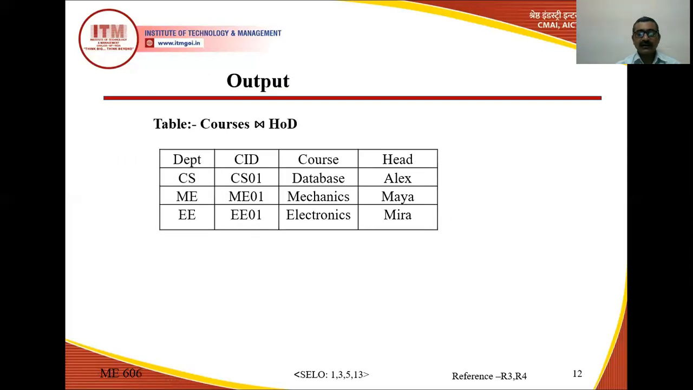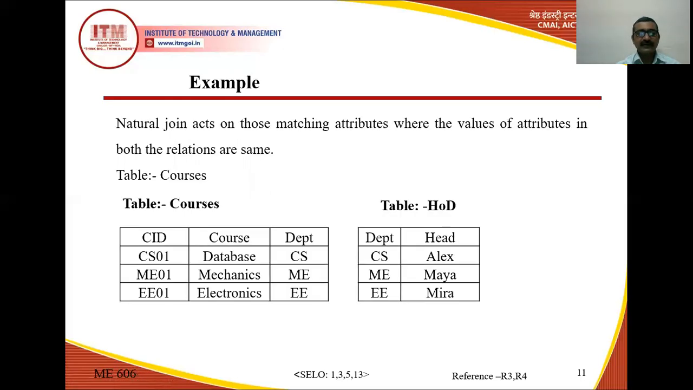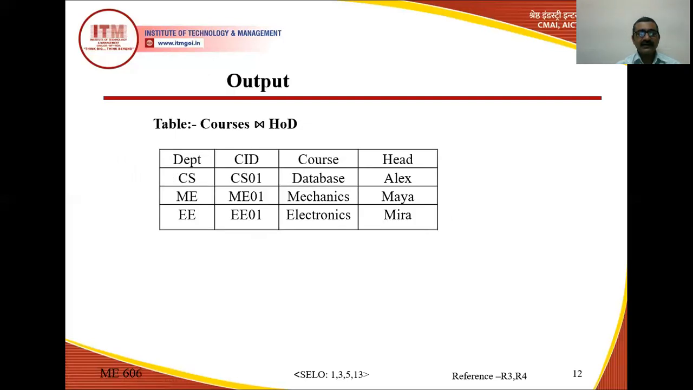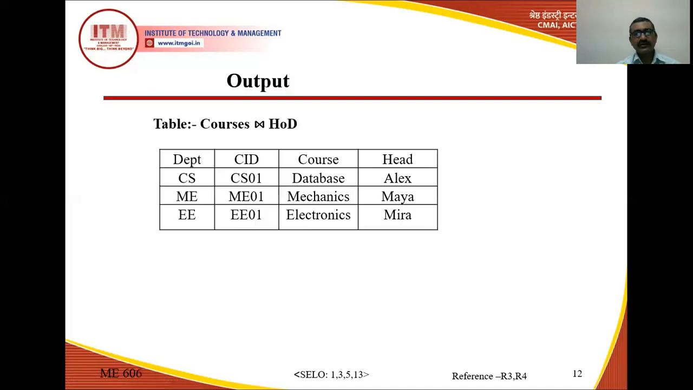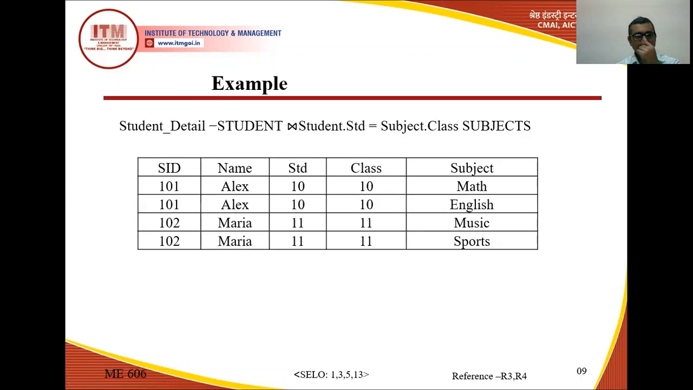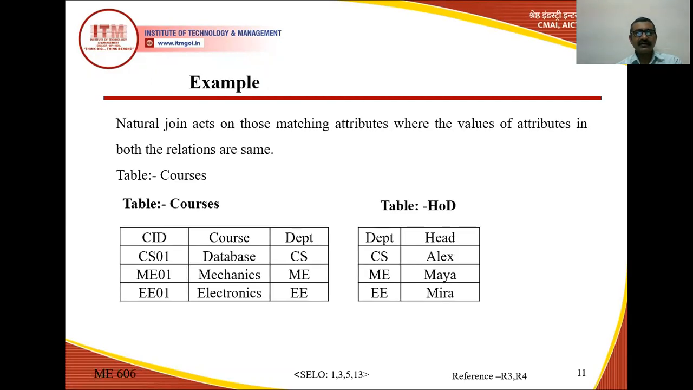So we have to merge two tables, course natural join HOD. Which one is the common field in course and HOD? That is department. So department appears once, and the two tables, course and HOD, are combined: department, CID, course and head. So this is your CS, mechanical and electrical. The table is created. This is the output of the natural join. So there are two types of join. First one is theta join and second one is natural join.